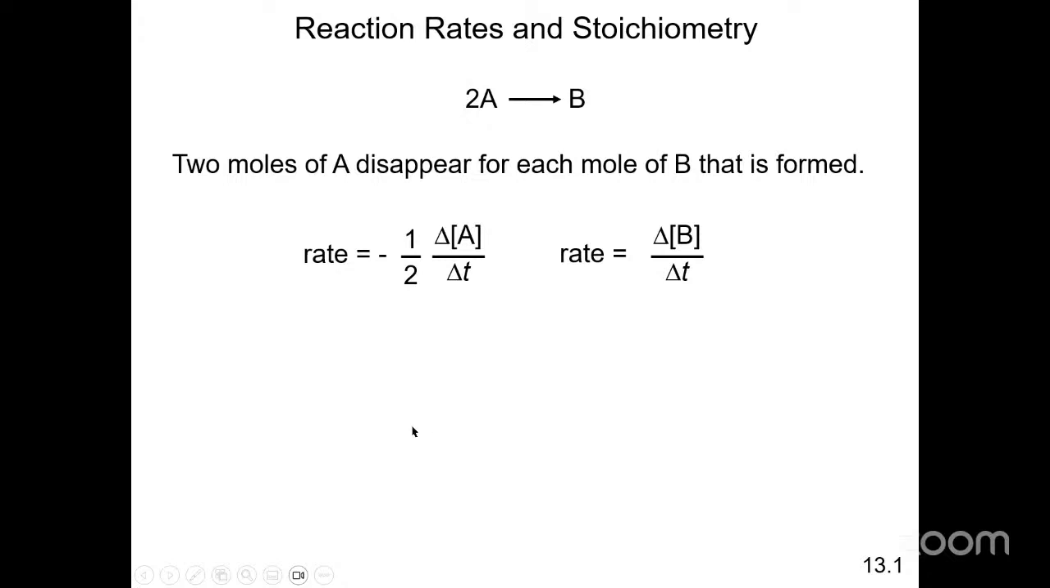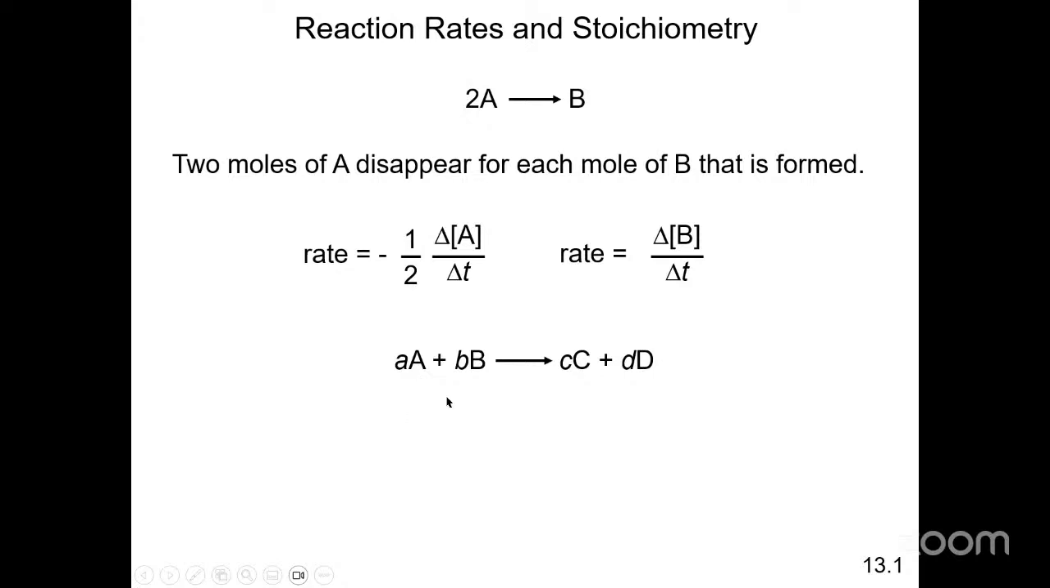So we can say that rate is equal to minus half of the rate of change of A, again, minus because A is being used up, and that rate would be equal to also the change in concentration of B over T, right? So therefore, these two would be equal to each other, and that is based on the stoichiometry of the reaction.